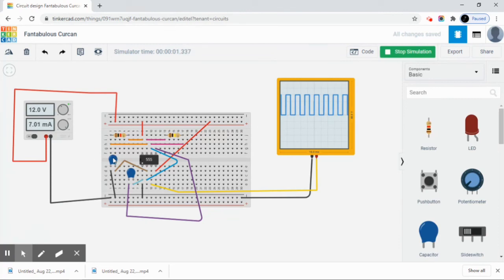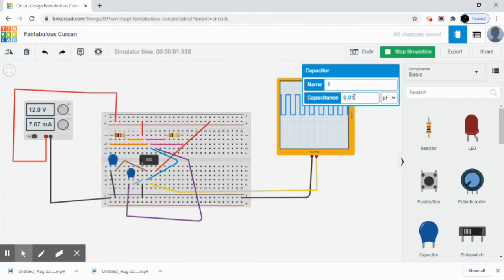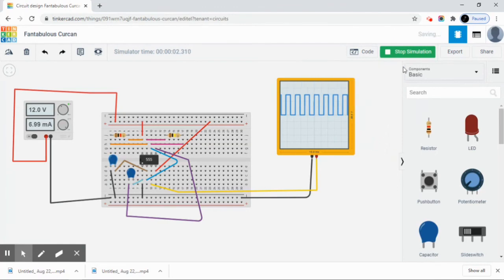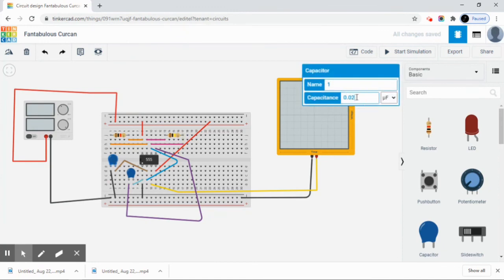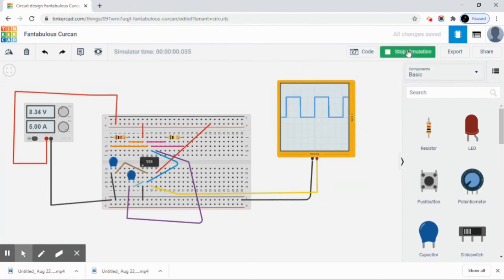This capacitor is a variable capacitor. So let us change the value for this capacitance as 0.02 microfarad. Okay. Start simulation. Now you can see the time per divisions vary. On state, off state varies. Stop simulation. Change the value for the variable capacitor as 0.03 microfarad. Start simulation. Now some other value for T1, T2.